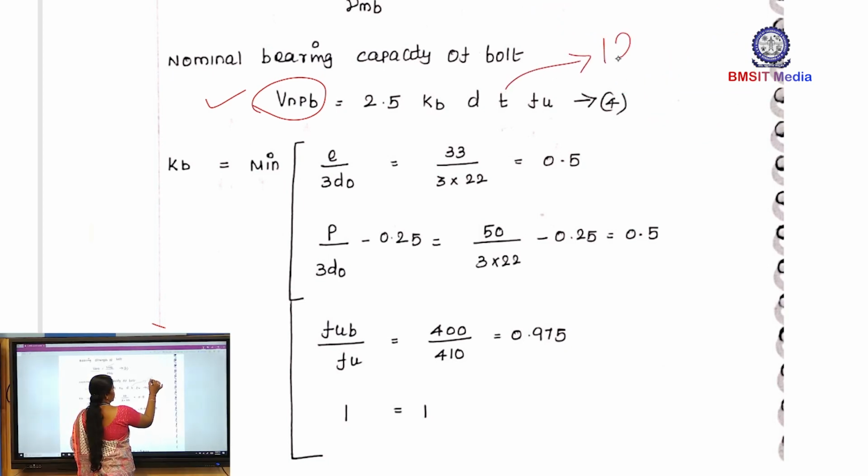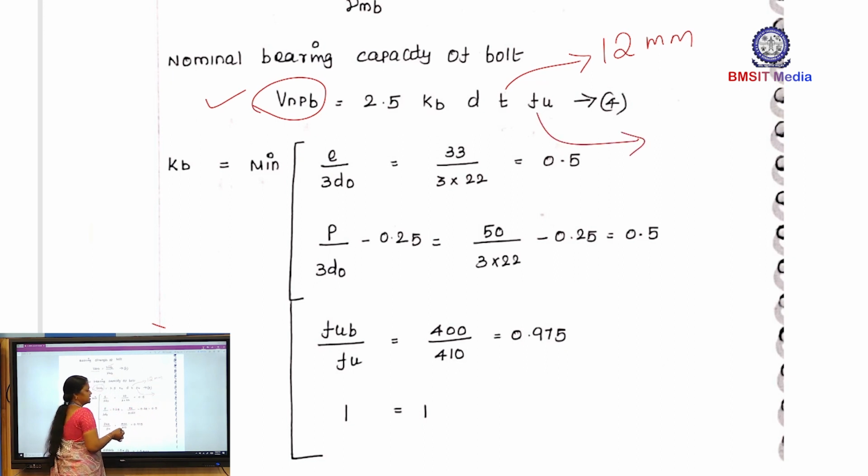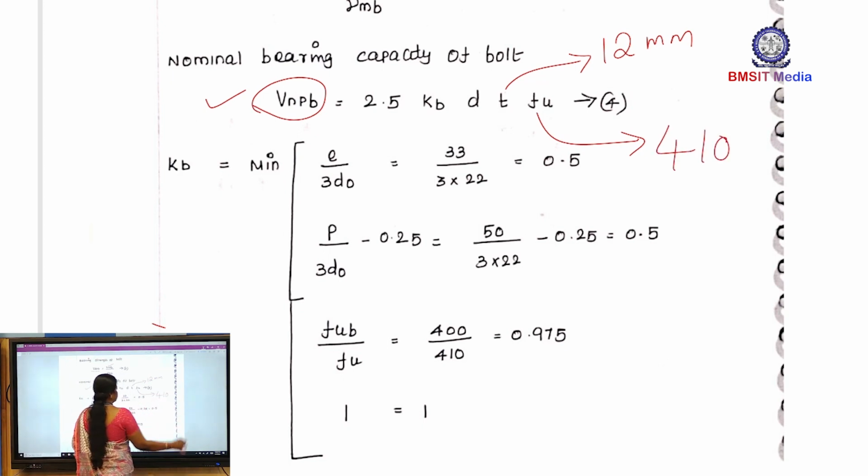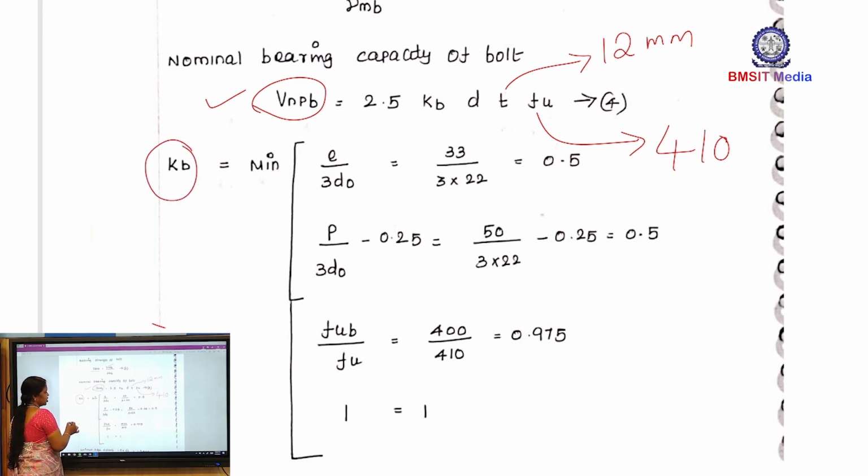T equal to 12 mm as per the given data. What is FU? FU means ultimate tensile strength of plate, so for the plate it is 410 Newton per mm square. Now only one thing we have to calculate, that is K suffix B, this is the constant.